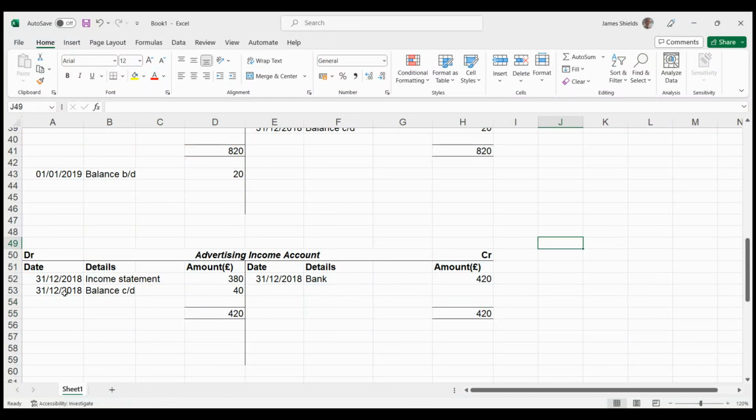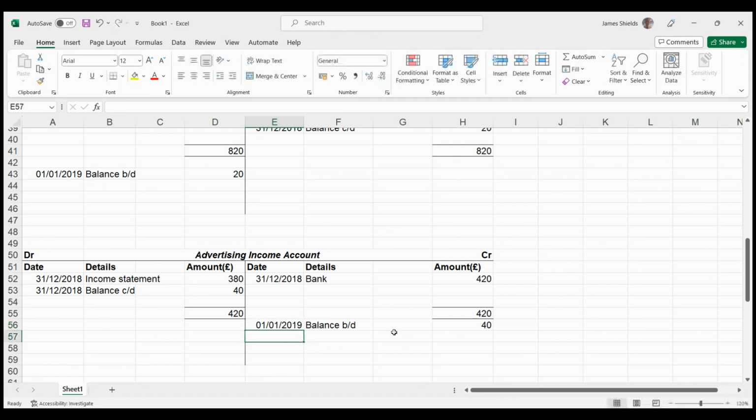Now again, we've got a balance carried down here. So we all know by now, if you've got a balance carried down, you must have a balance brought down on the opposite side. So now again, this must be underneath the total. So you've got balance brought down. The amount is the same, £40. And it's the start of the next financial year. So the last financial year ended the 31st of December 2018. So the next day is going to be the 1st of January 2019.